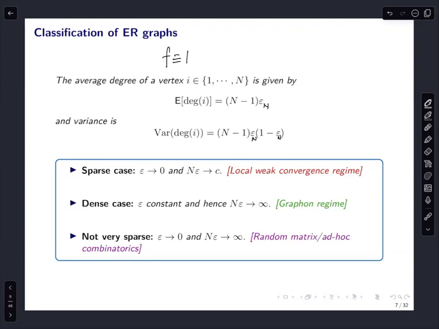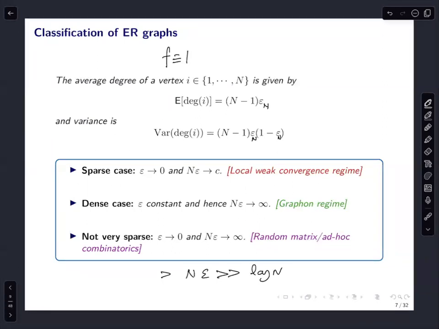For example, epsilon goes to 0, but n epsilon goes to infinity instead of a constant. It could be that n epsilon goes to infinity at least like log n, for example. So n epsilon could be around log n, or you could have some bounds on this. And these are the cases where you have to resort to different kinds of random matrix theory or ad hoc combinatorics. So whenever you see a problem in this kind of category, you have to first fix your mind and say, okay, where does my problem fall in?